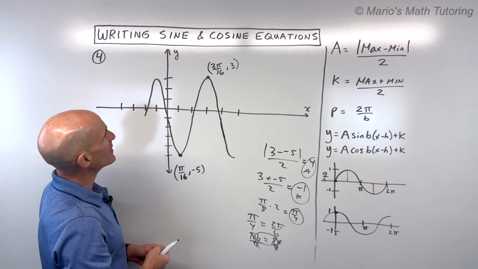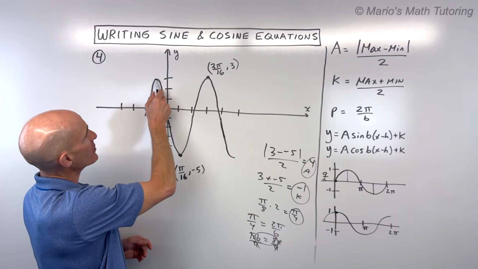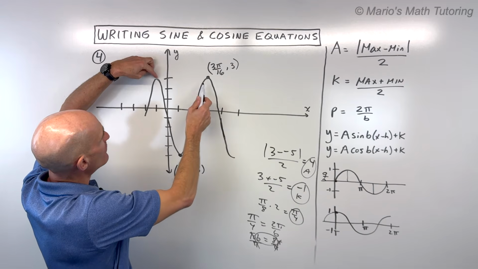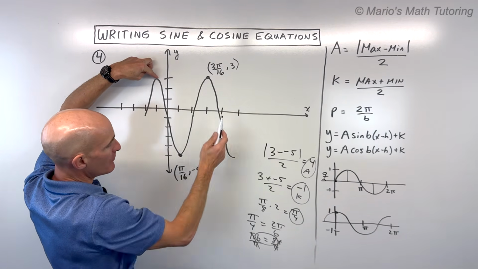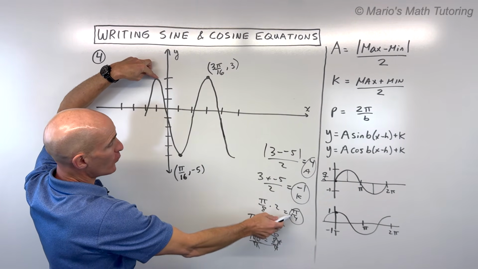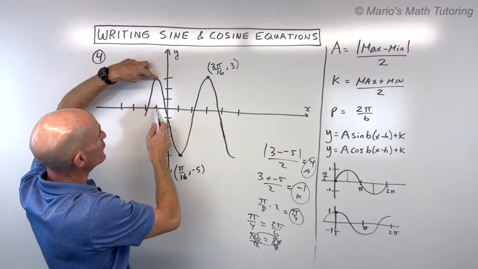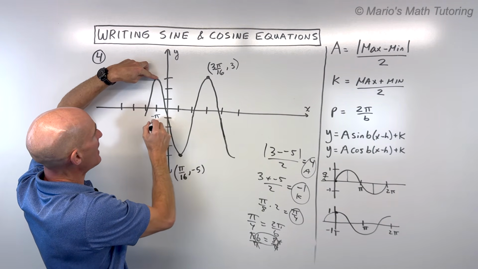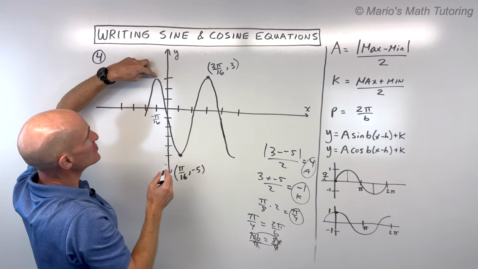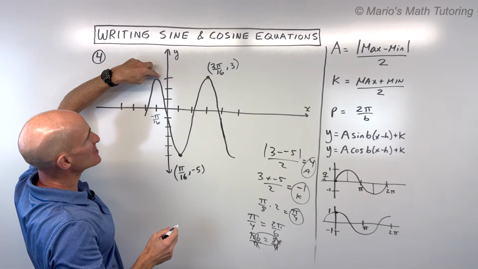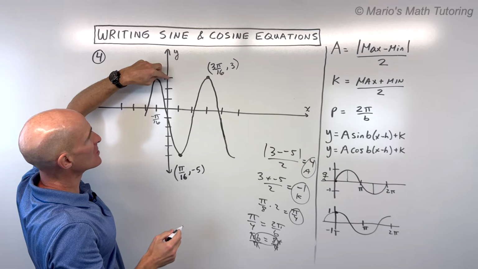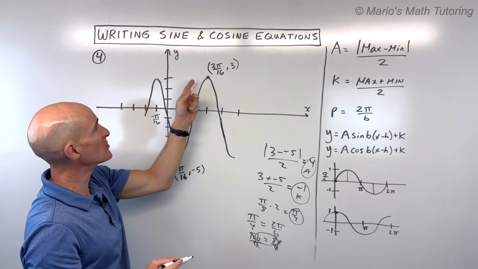Let's see, what's another way to do it? We could also use this point right here, which, now notice that the period we said was pi over 4, which is 4 pi over 16. So if I was to go 1, 2, 3, 4, that puts us here at negative pi over 16. I could use this point. I would be tempted to use this point a little bit more just because it's less of a shift, but you can use either one of these.